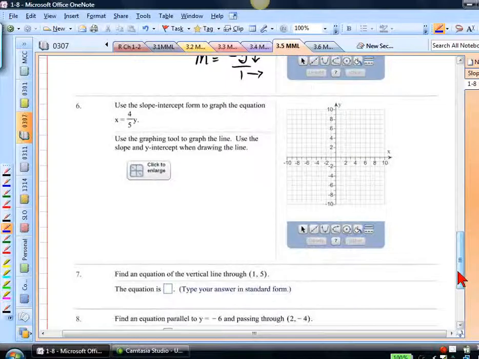All right, number 6. It says use slope-intercept form to graph the equation. This looks like it might be ready, but it actually has an issue. It says x is equal to 4/5 y. Is that in slope-intercept form? No. 4/5. Do y'all agree that's the coefficient of y?